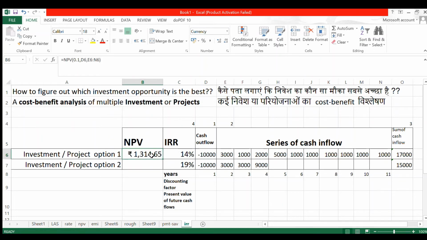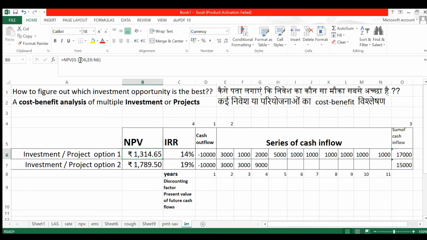Then we can see the net present value of the total cash outflows and inflows is 1,314 rupees. And if we copy the equation to project option 2, then we can see that the net present value of the total cash flows is 1,789 rupees. So from this function also, the NPV function, we are getting that project option 2 is the best one.